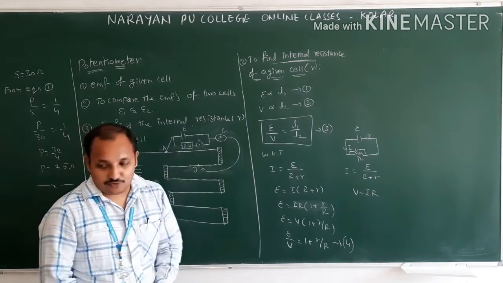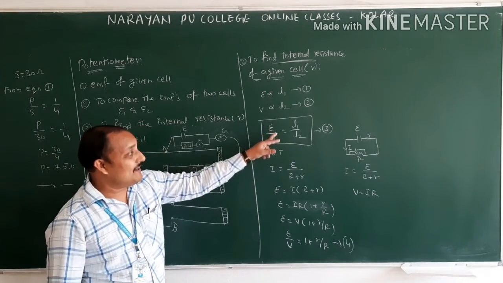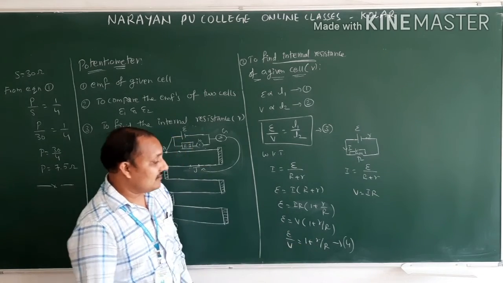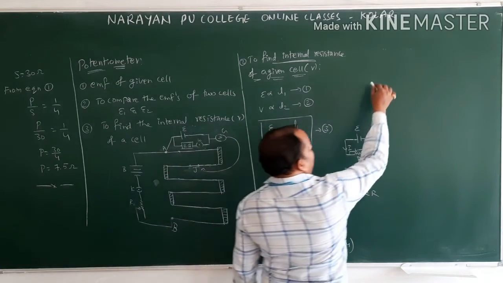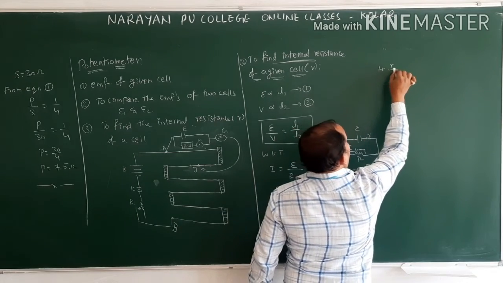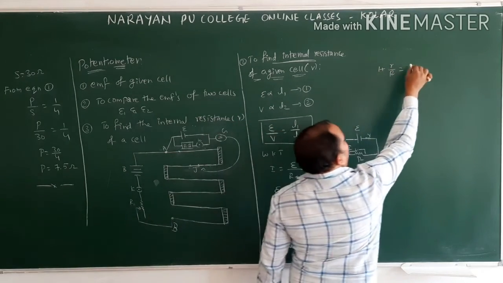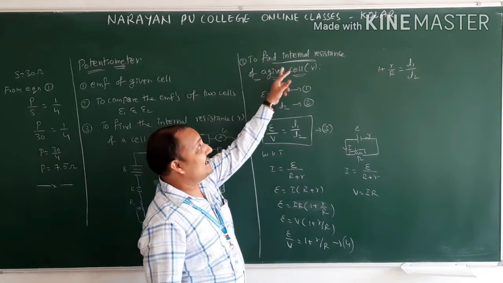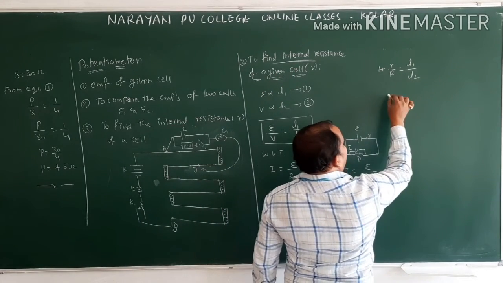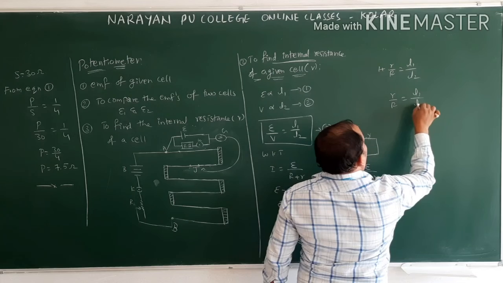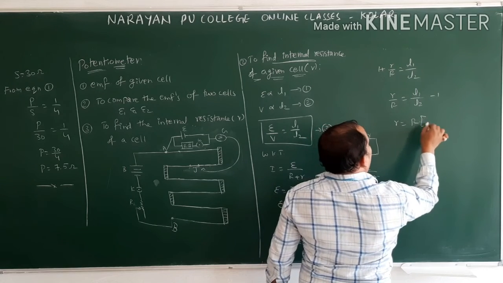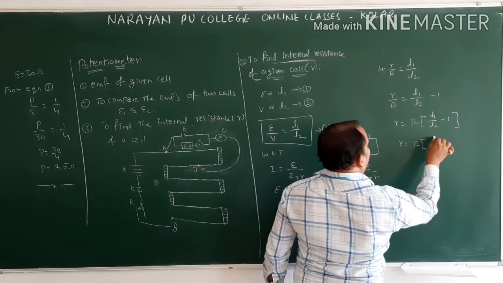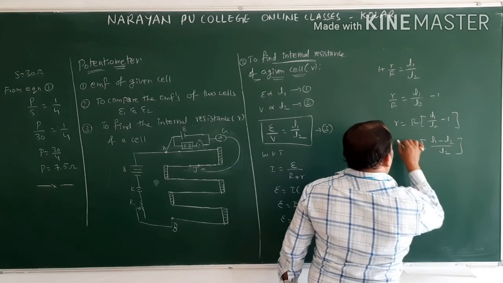Now from 3 and 4. From equation number 3, E by V is equal to L1 by L2. From equation number 4, E by V is equal to 1 plus r by R. Then from 3 and 4, what can we write? 1 plus r by R is equal to L1 by L2. What we have to find is the internal resistance of the given cell. Send this one to that side. r by R is equal to L1 by L2 minus 1. Small r is equal to capital R into L1 by L2 minus 1. This is the final formula. Otherwise, we can take this as L1 minus L2 by L2.